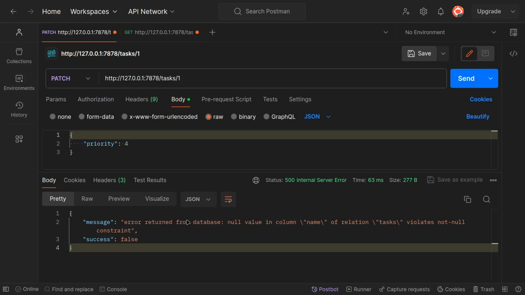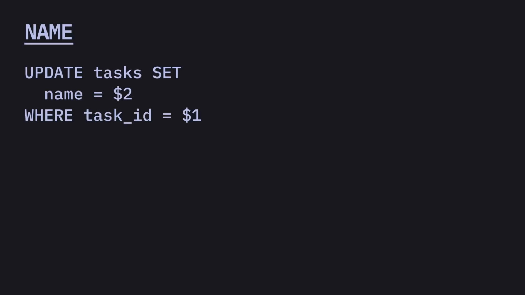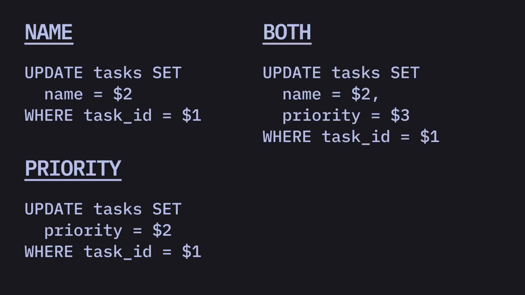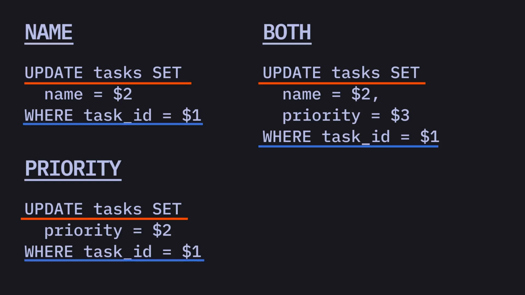So if you want to update just the name, our SQL query will look like this. For priority, it will look like this, and for both, it will look like this. While examining these 3 queries, we can see that our dynamic query will begin with update task, set, and ends with where task ID equals $1.